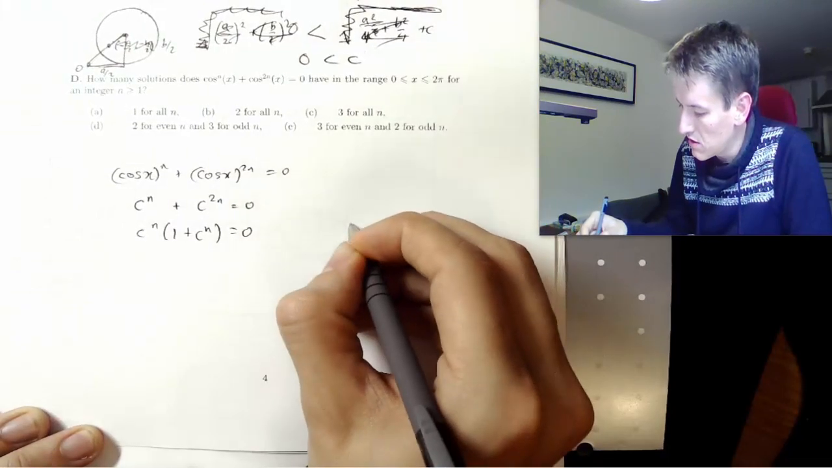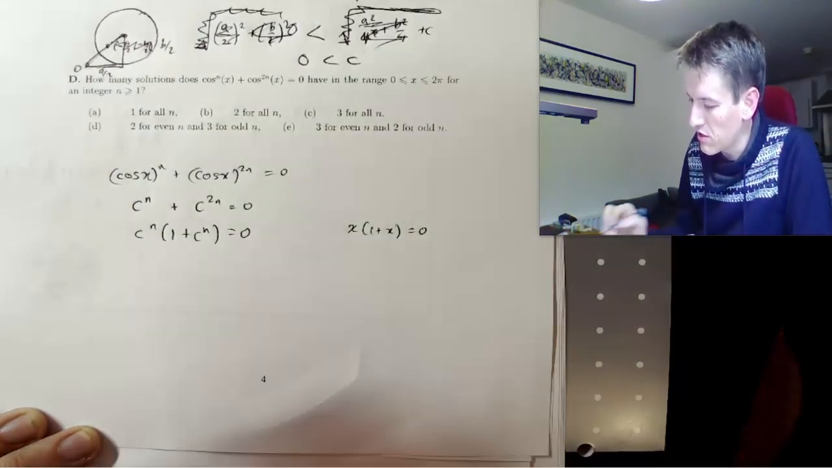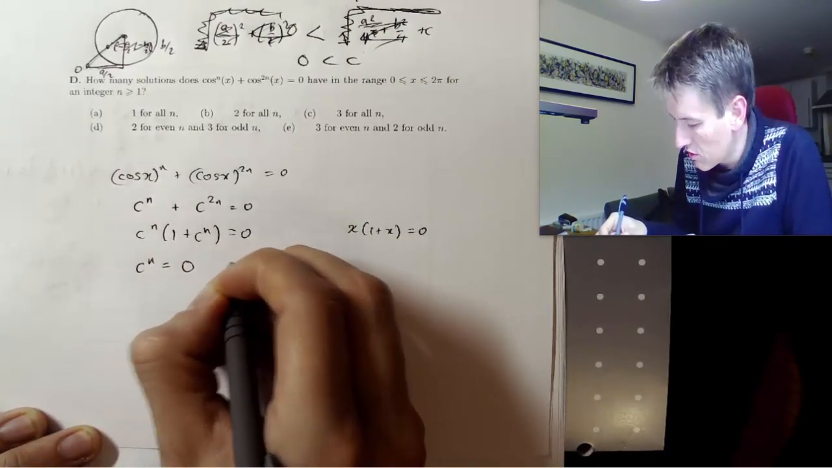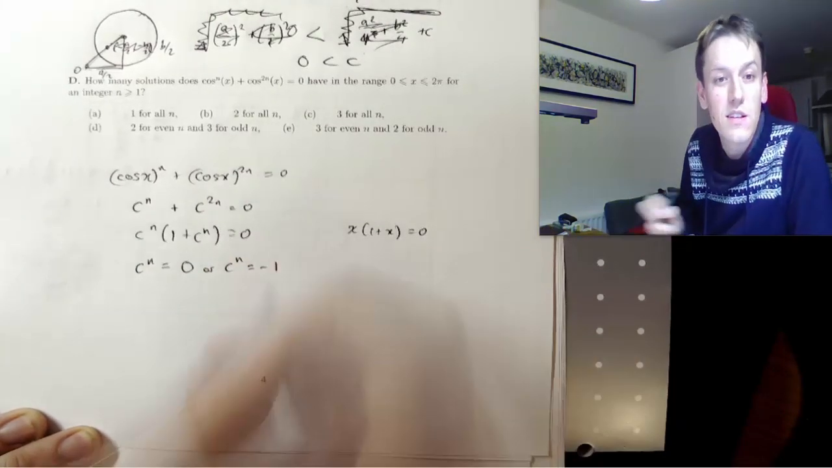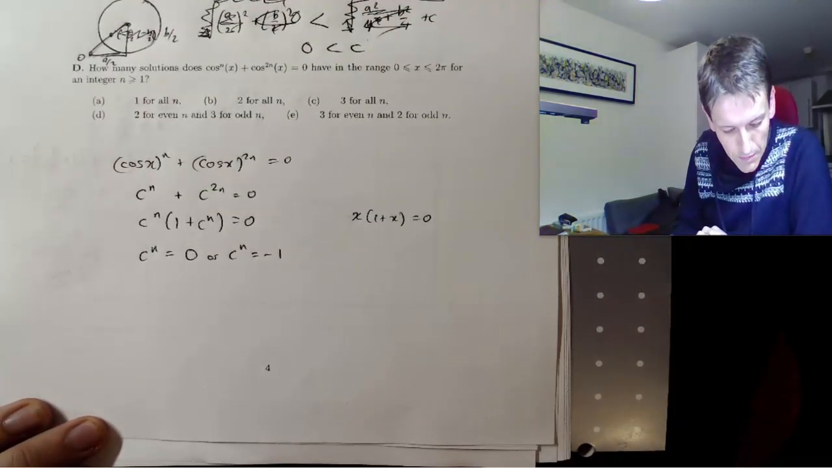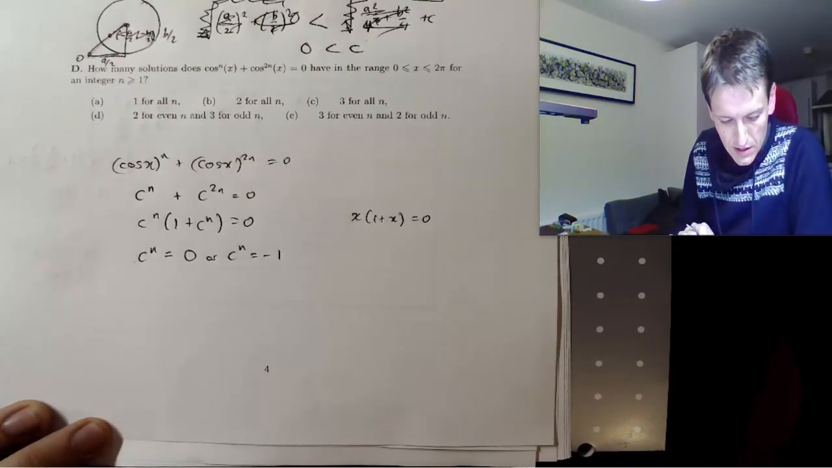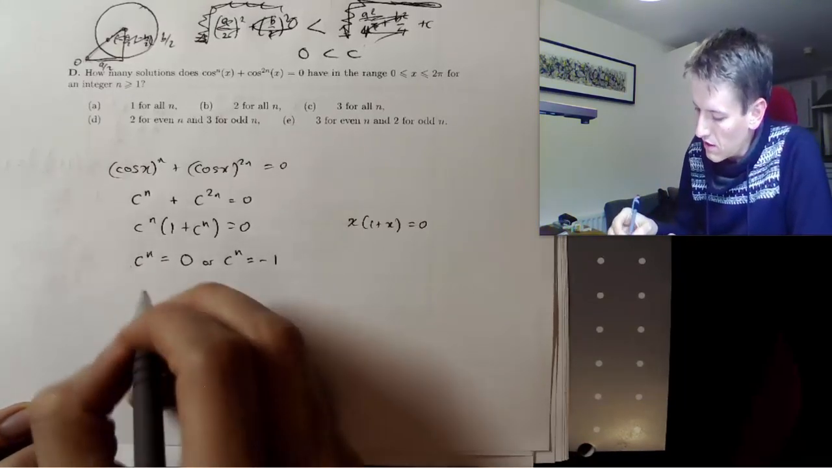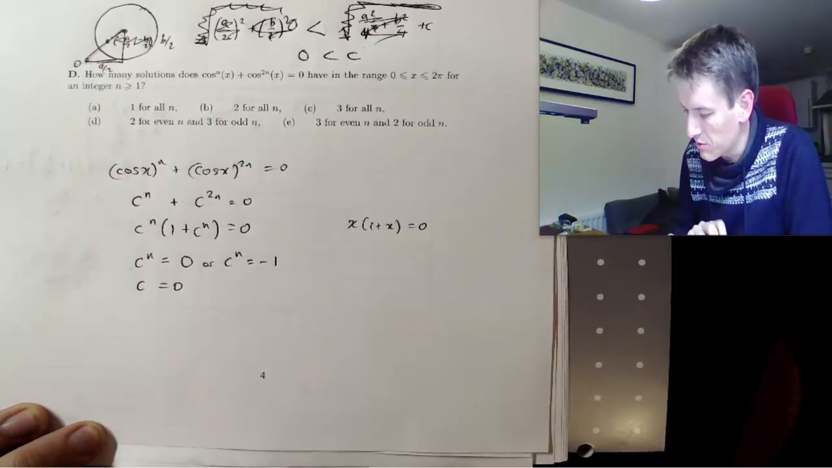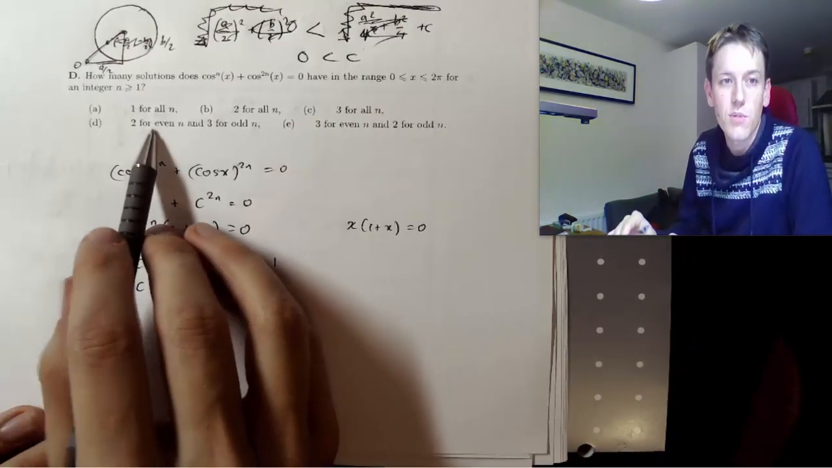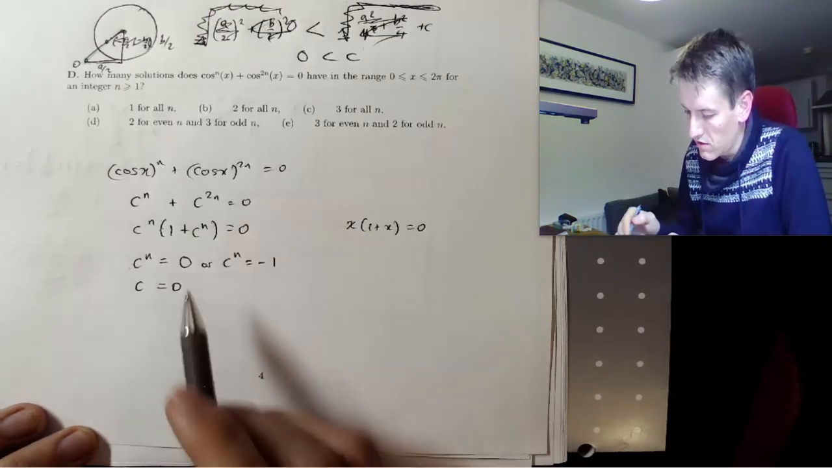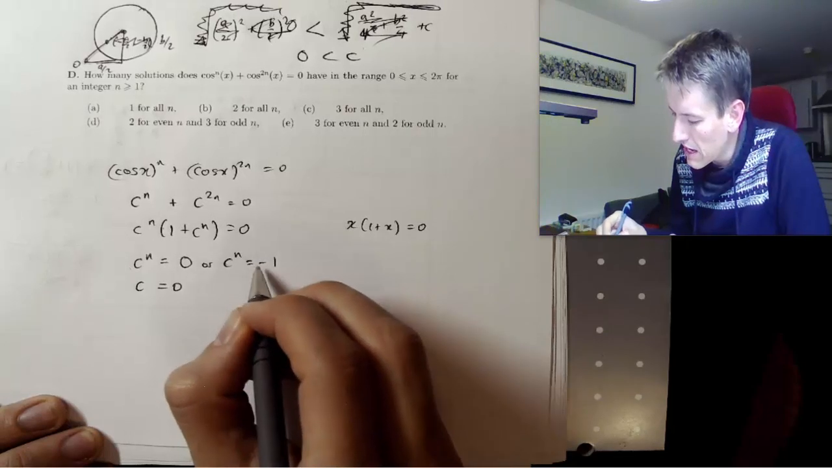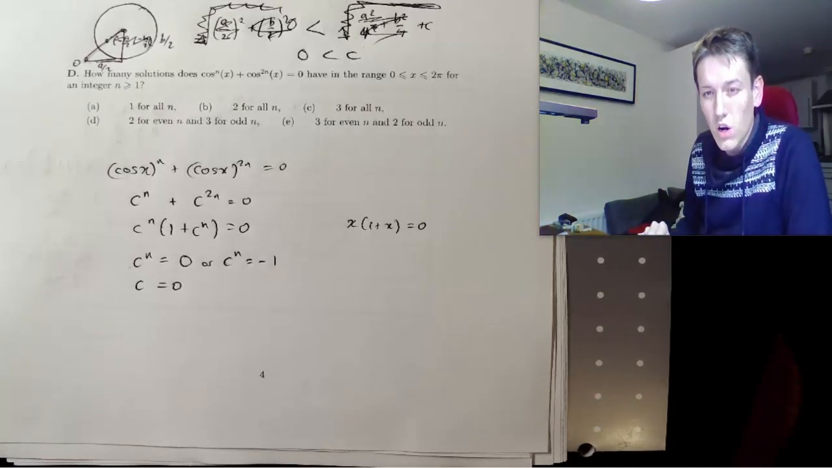Just like if this was x times 1 plus x equals 0, either x is 0 or x is minus 1, so we must have either c to the n is 0 or c to the n is minus 1. Now let's think about what this means. So c to the n is equal to 0. Well, that can only happen when c equals 0, whatever the value of n. N is a positive integer, so something to the power of n being 0 would mean it has to be 0. Now, c to the power of n is equal to minus 1.